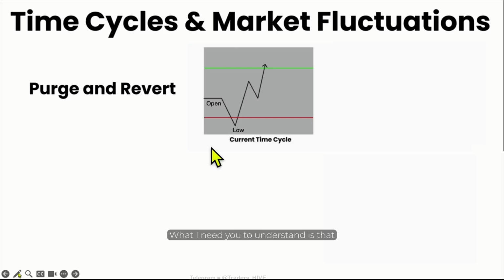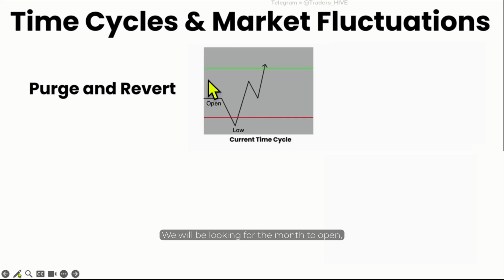What I need you to understand is that when we have any particular time cycle, the purge and revert model looks like the following. When a new time cycle opens up, we always refer to the high and low of the previous time cycle. The high and low have been represented in the schematic through the green and red lines. The green line representing the previous cycle high and the red line representing the previous cycle low. What I want you to understand is that when we are anticipating higher prices for the upcoming month, what we will be looking for is the following.